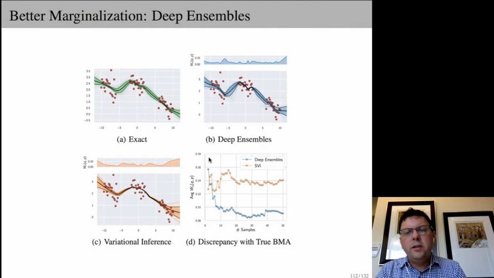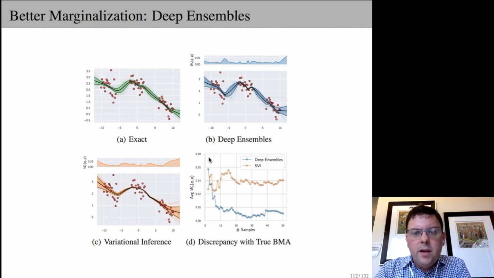Here, we empirically test how close the deep ensembles predictive distribution is to a near exact predictive distribution, which we can see in panel A. In panel B, we have the deep ensembles. We can see visually it's fairly similar to the exact distribution. In panel C, we have a variational procedure doing single basin marginalization with a Gaussian approximate posterior. We can see that it doesn't capture epistemic uncertainty so well. It doesn't have a lot of uncertainty between different clusters of data points. The uncertainty doesn't grow very consistently away from the data.